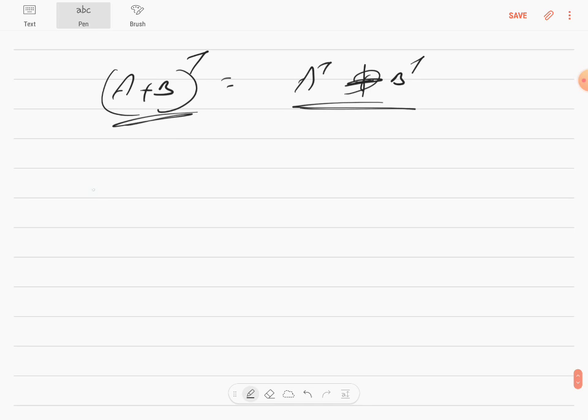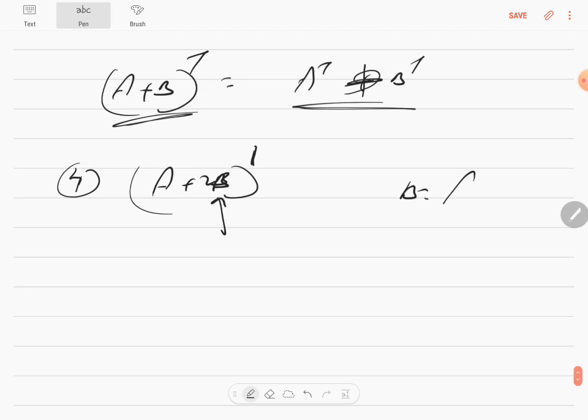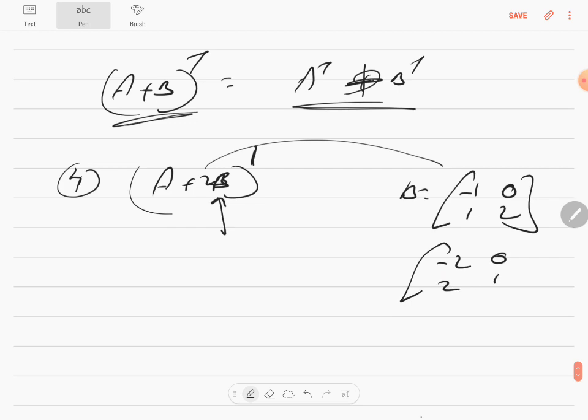Look at the fourth question. You have A plus 2B the whole dash, which means the matrix B has to be completely multiplied by 2. The matrix B in that question is minus 1, 0, 1, 2. You multiply 2 with this, and it's going to be minus 2, 0, 2 and 4.